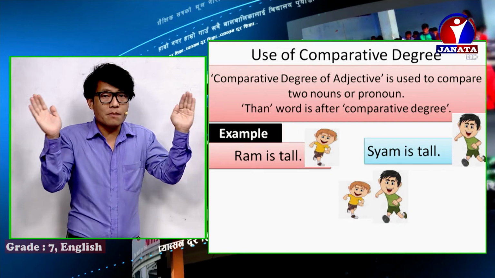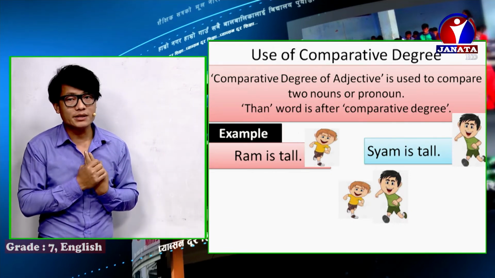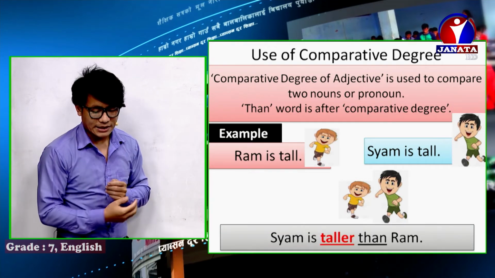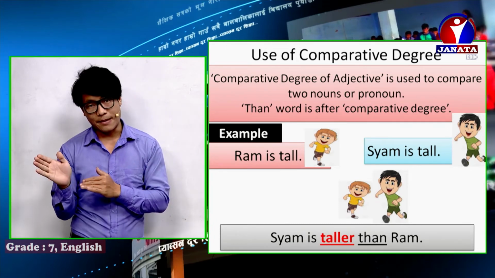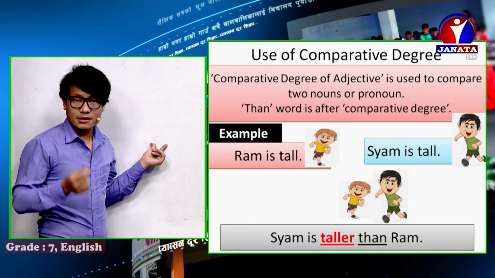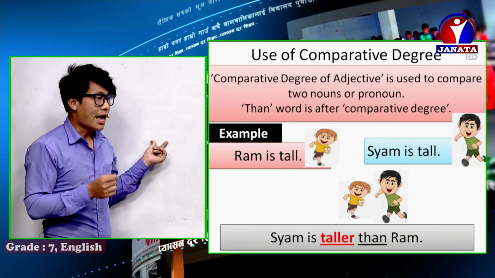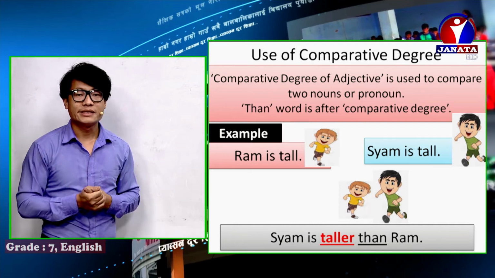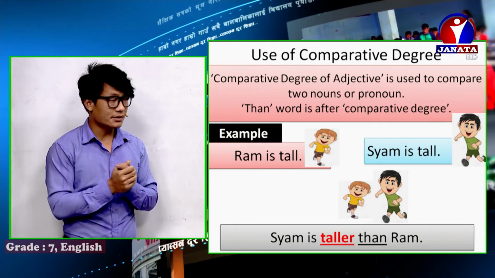Now if we compare Ram and Sam together, you can guess who is taller. So obviously Sam. So the sentence comes like this: Sam is taller than Ram. Taller is a comparative degree. And there is "than" as the word to compare. Sam is taller than Ram. Okay, this is one example.